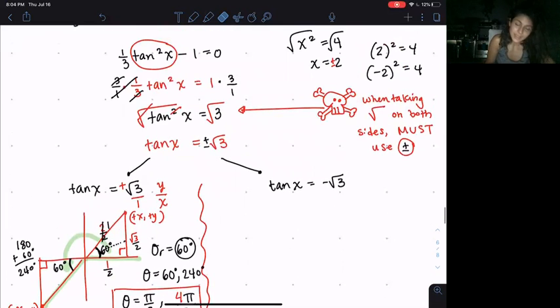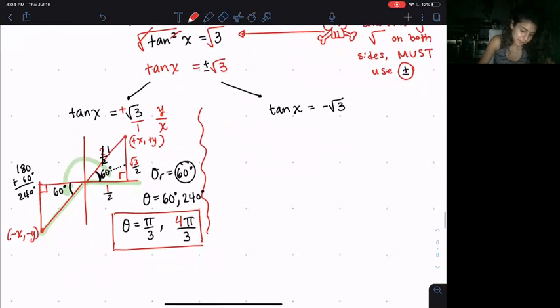So we've only done the tan equals positive root 3 part of the problem. Pause the video here and see if you can try to do the tan x equals negative radical 3 part. Okay, I hope you had a chance to pause the video and give it a shot. I'm going to put this over 1 and label this y over x. And now I'm thinking to myself, where is tangent negative?